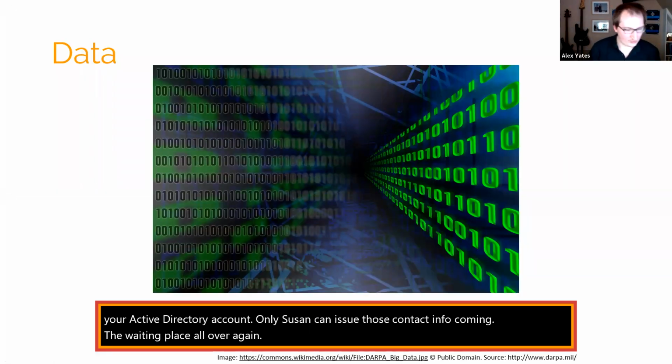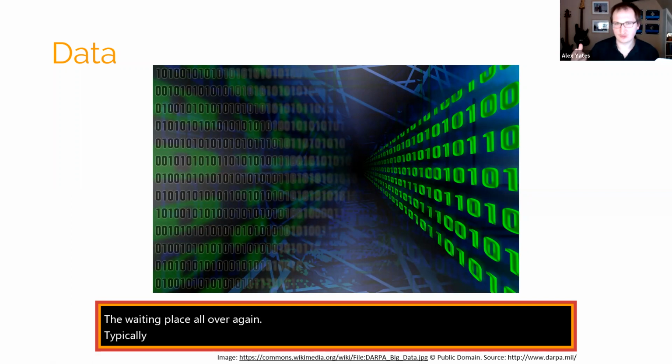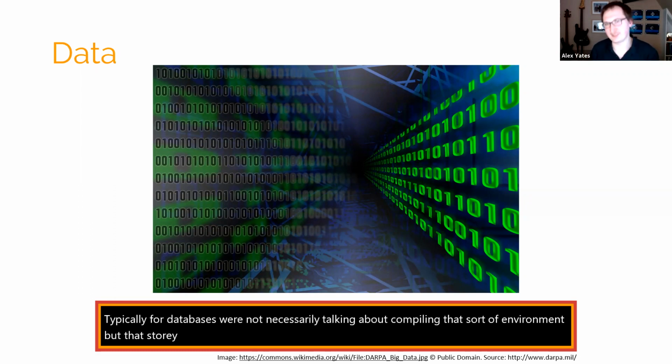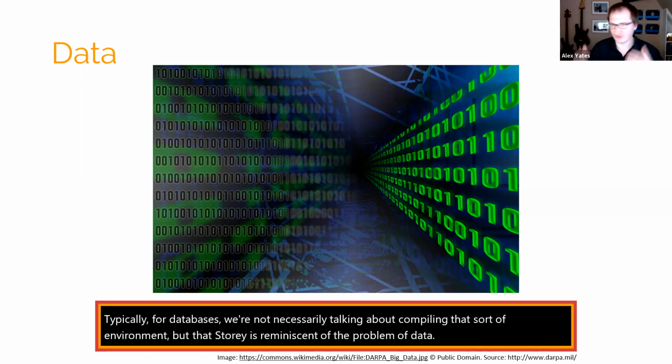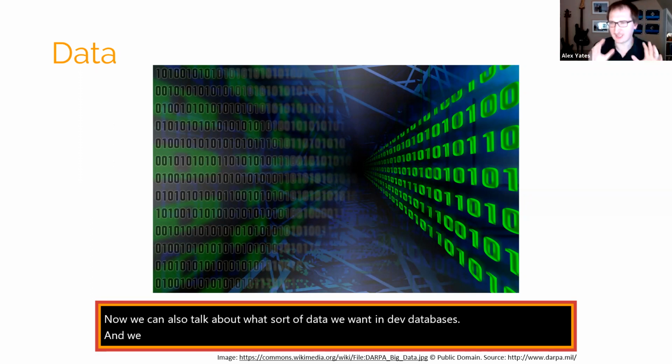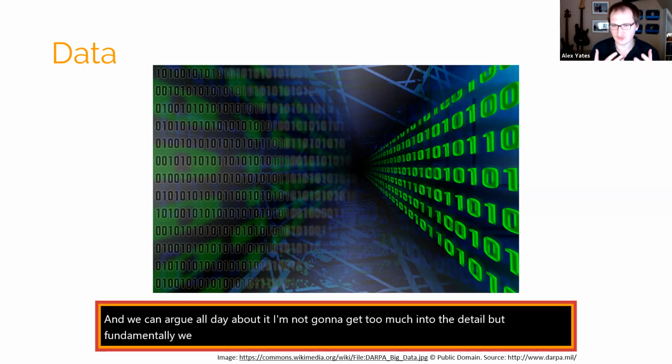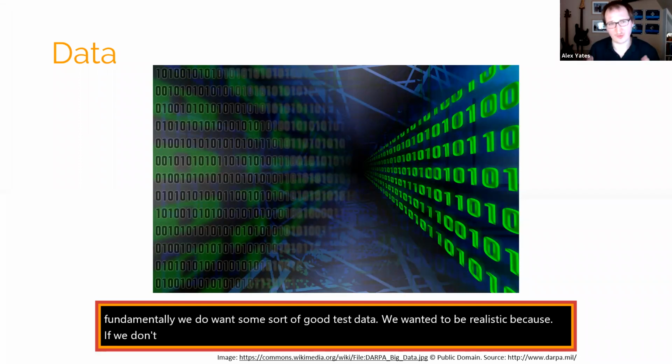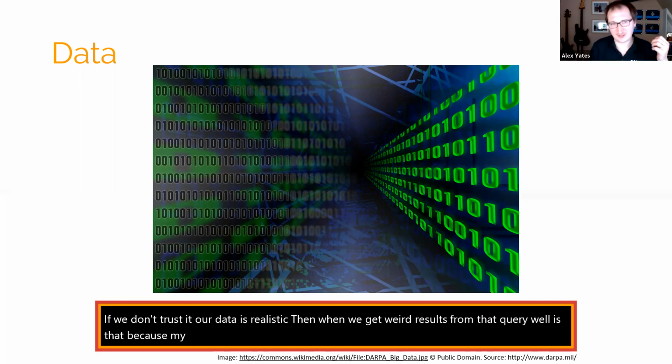Now, typically for databases, we're not necessarily talking about compiling that sort of environment, but that story is reminiscent of the problem of data. We can all talk about what sort of data we want in dev databases, and we can argue all day about it. Fundamentally, we do want some sort of good test data. We want it to be realistic, because if we don't trust that our data is realistic, then when we get weird results from that query, is that because my query is bad, or because I've got rubbish data in my dev database?